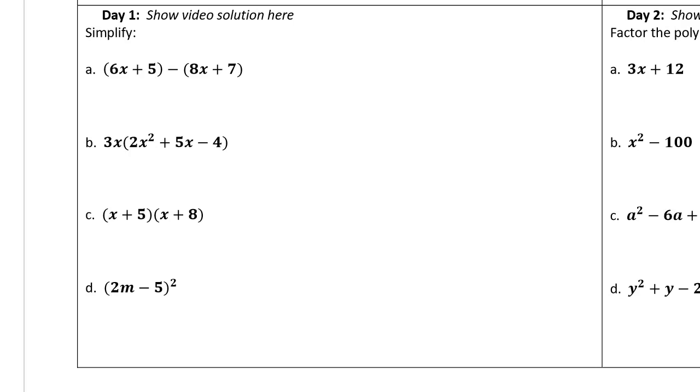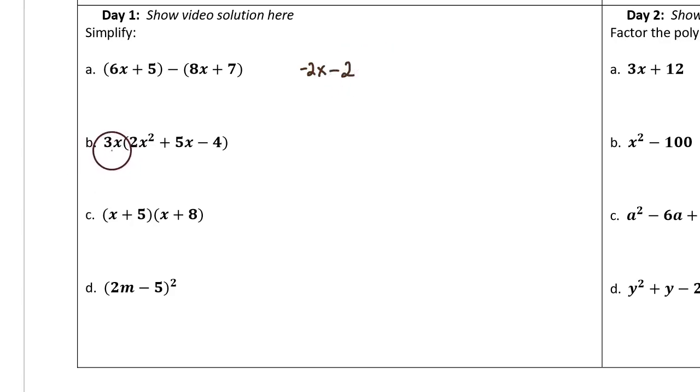Here are the solutions for the week 2 bell work. For day 1, question A, we have a binomial subtracting another binomial. This is done by subtracting the like terms. So 6x subtract 8x, 6 subtract 8 is negative 2x. And now the constant terms. Positive 5 subtract a positive 7, so 5 subtract 7 is negative 2.